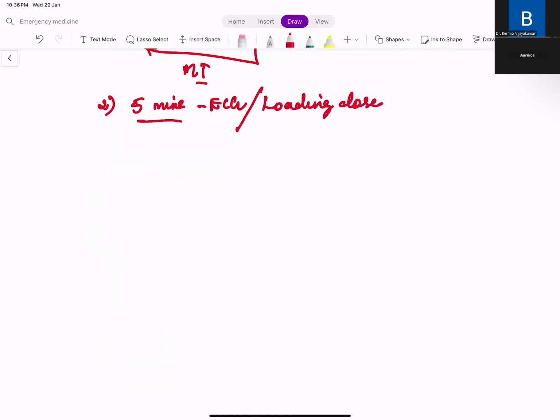Okay, chest pain comes, it's an anginal chest pain, you do an ECG, there is ST elevation in the ECG, you diagnose that. The first thing you have to do is to give a loading dose. Loading dose is dispersible aspirin.